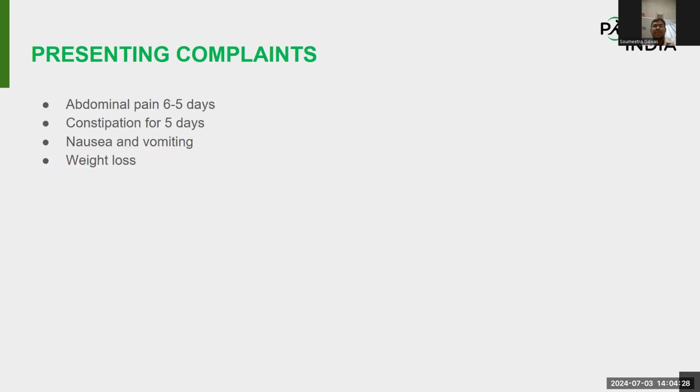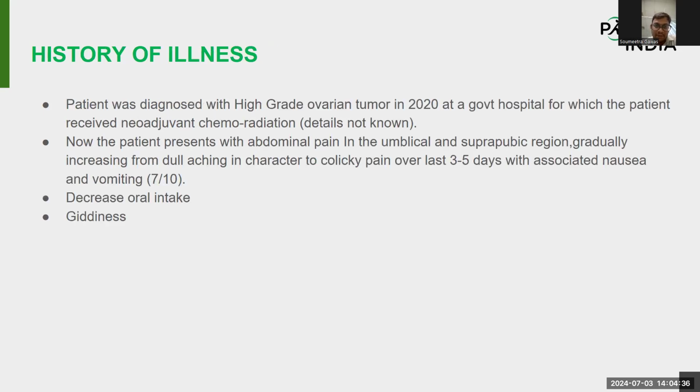The patient presented with chief complaints of abdominal pain for 5 days, constipation for 5 days, nausea and vomiting on and off, and weight loss. Next slide. History of illness. The patient was diagnosed with a high-grade ovarian tumor in 2020 at the government hospital, for which she received neoadjuvant chemoradiation. The details of the radiation and treatment received were not clear or known.